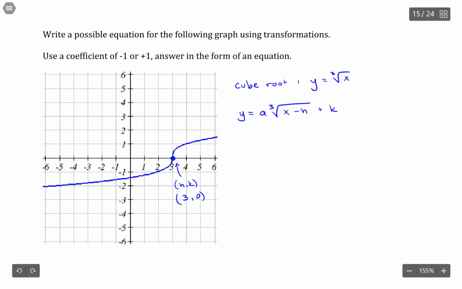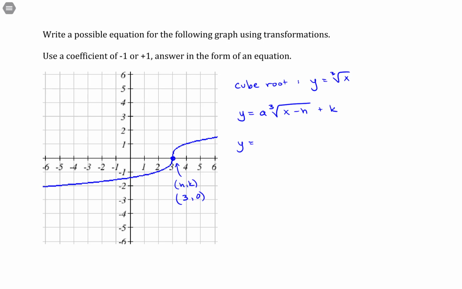Now, the graph of the cube root function usually starts back here at the vertex opening this direction. So what's nice is there is no coefficient applied here. So if I had the graph going in the opposite direction like this, then what I would need to do is apply a negative on the outside of the graph.